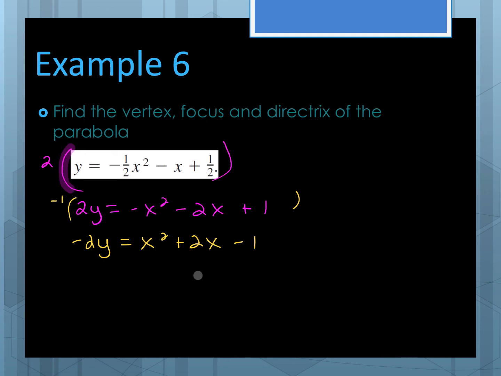No. That last term has to be positive in order for it to be a perfect square, right? If it was positive, this is already a perfect square. All I'd have to do is factor that right side. Okay, but it's not. So I'm going to move the 1 to the other side. Negative 2y plus 1 equals x squared plus 2x.